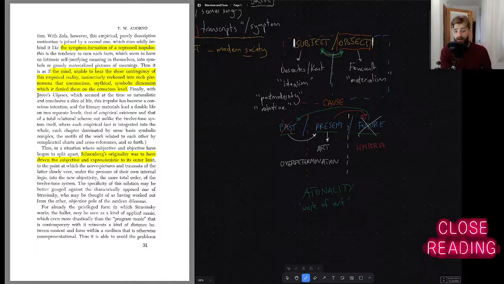And in this paraphrase in the parenthesized paragraph here about literature, Jameson compares this atonality that is too much on the objective side to Joyce's with Zola, right? Emile Zola, a novelist, where the empirical, purely descriptive motivation, this kind of enumeration of facts, means that his work seems to have no intrinsic self-justifying meaning in itself.